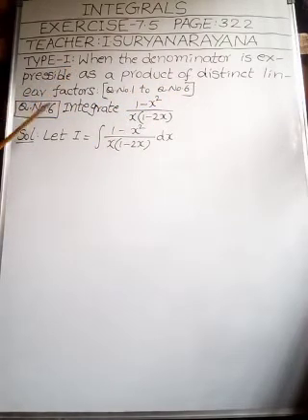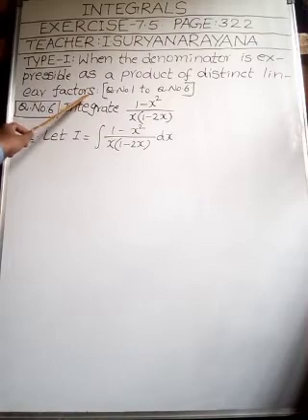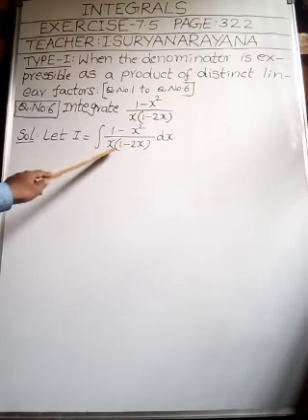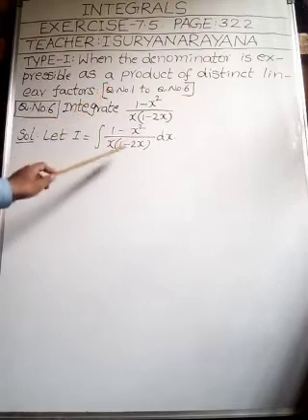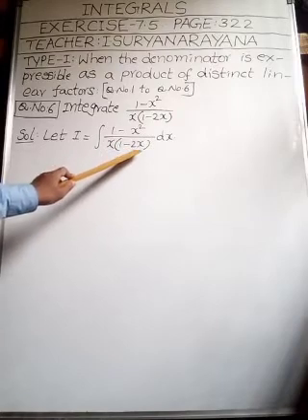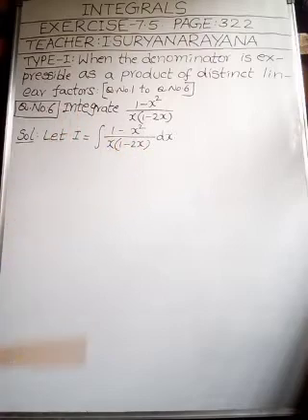What is type 1? When the denominator is expressible as a product of distinct linear factors. If you observe the rational function, the denominator can be written as a product of two linear factors. Observe here, this is a linear factor. x is one linear factor, 1 minus 2x is another linear factor. Both are distinct linear factors. Okay, my children, understood this one?